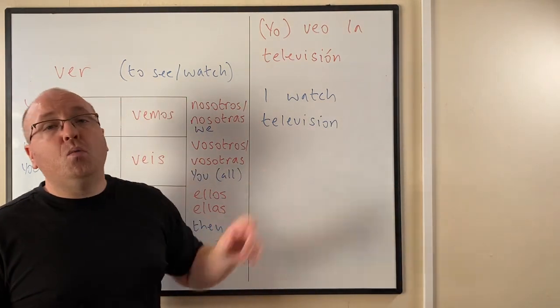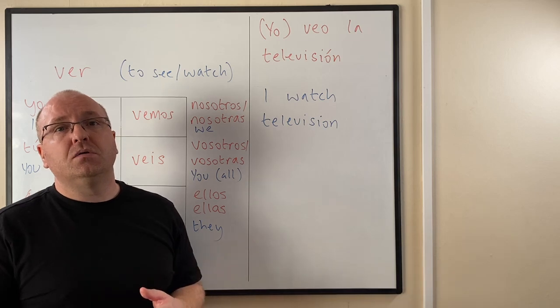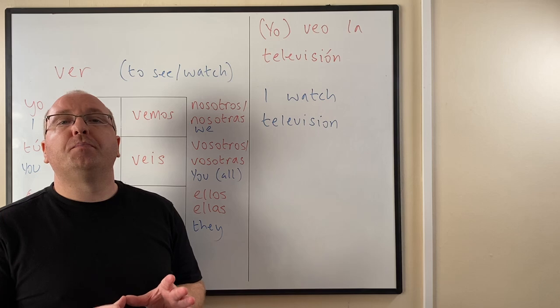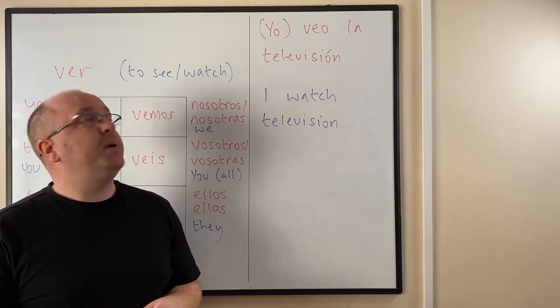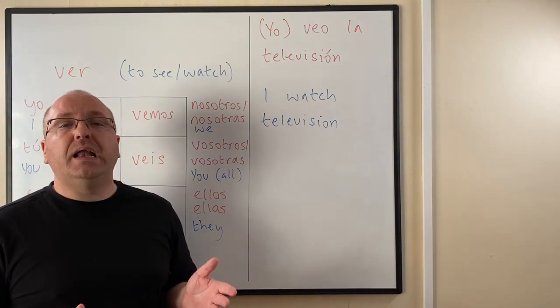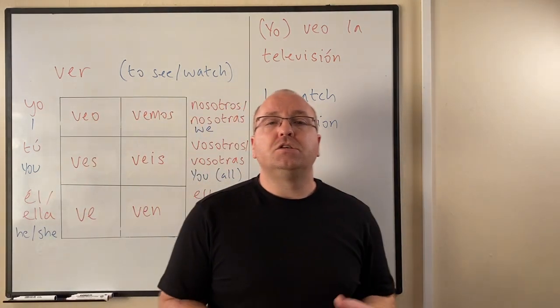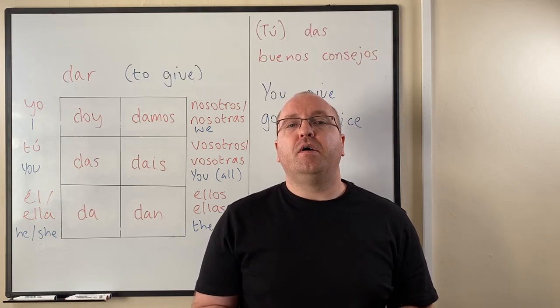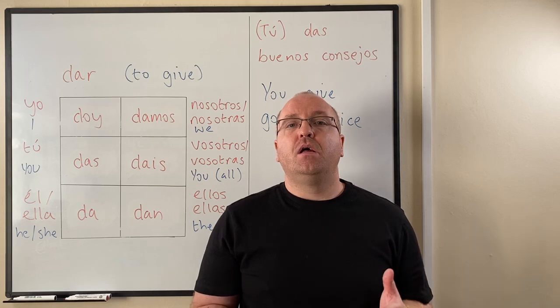Okay, now let's look at an example sentence. I watch television. And in Spanish, that's yo veo la televisión. Now, as always, we can drop the pronoun I, so we can drop the yo from the sentence. In natural Spanish speech, it would be veo la televisión. Okay, so now let's look at the final verb. The last verb that we're going to look at is the verb for to give. And in Spanish, that's dar.